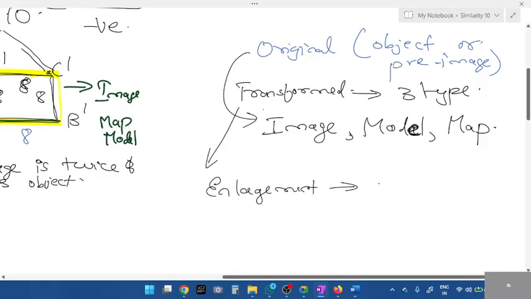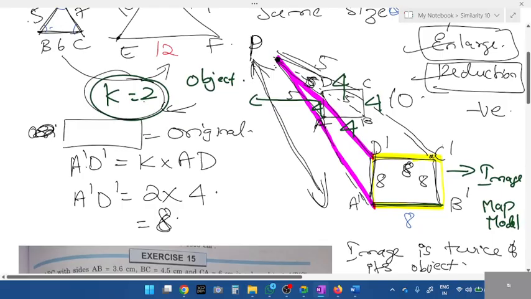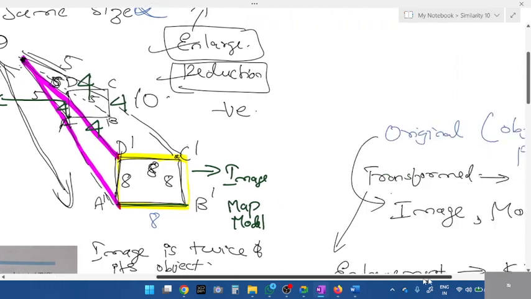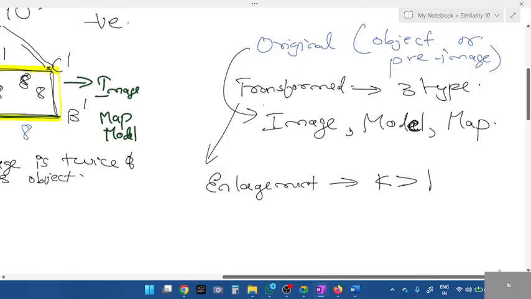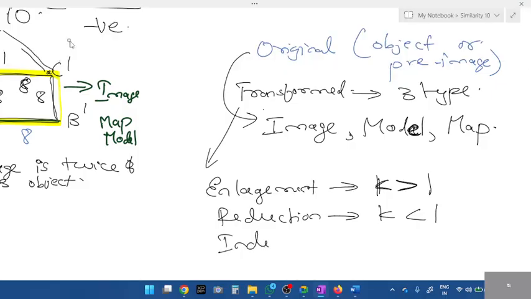Enlargement. Here K, the scaling factor will always be greater than 1, students. What is the scaling factor we got here? K is equal to what? Respond all of you. K is equal to 2, right? Isn't it greater than 1? In enlargement, students, the value of K factor is greater than 1. Then reduction. In reduction, the value of K is less than 1. Then the third one is identity. Identity meaning is same. So K will be equal to 1.